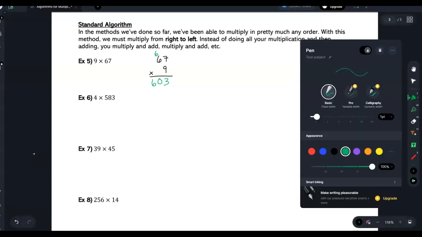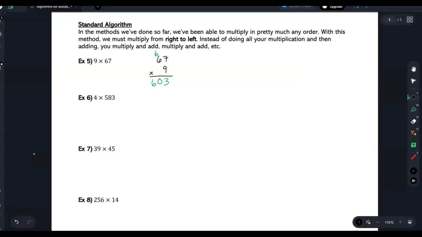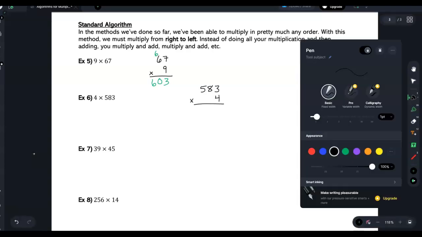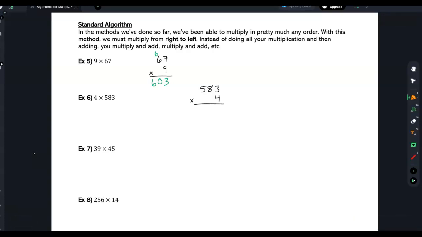So if I look at the next one, 4 times 583, I'm going to write the 583 first since it's the longer number. And then I'm going to write the 4. So essentially what I'm going to do is multiply the 4 times every digit in 583. I'm going to do 4 times 3, 4 times 8, and 4 times 5. So 4 times 3 is 12. Instead of writing that down and adding it later, I'm going to add it now. So I'm going to say 12 is really one group of 10 and 2 left over.